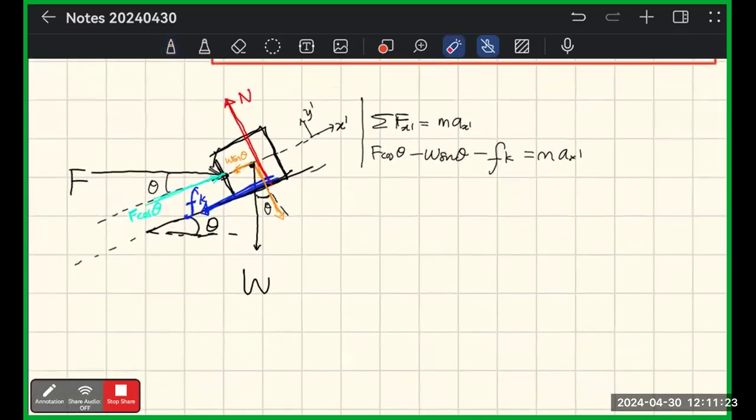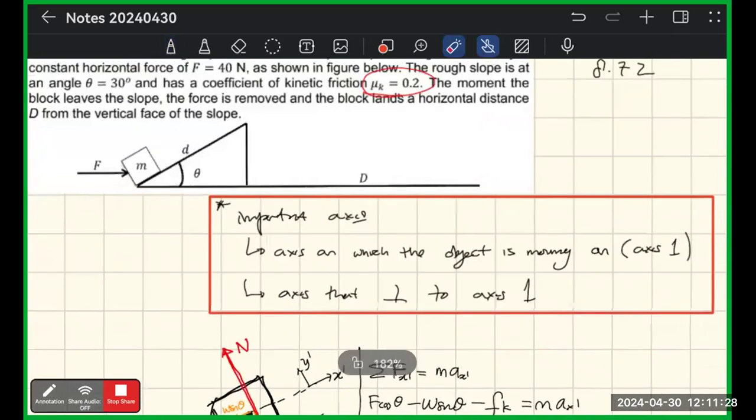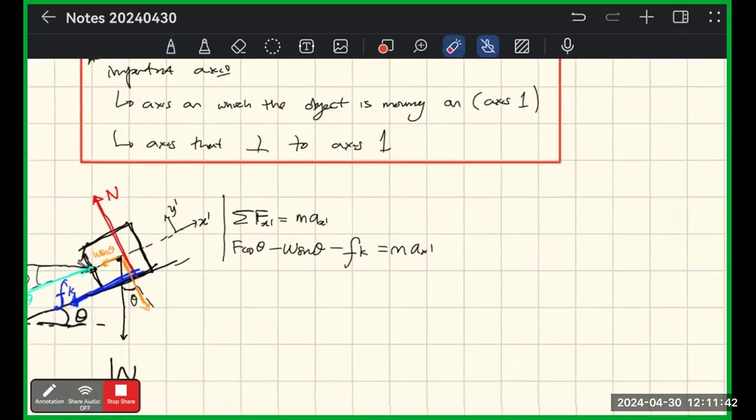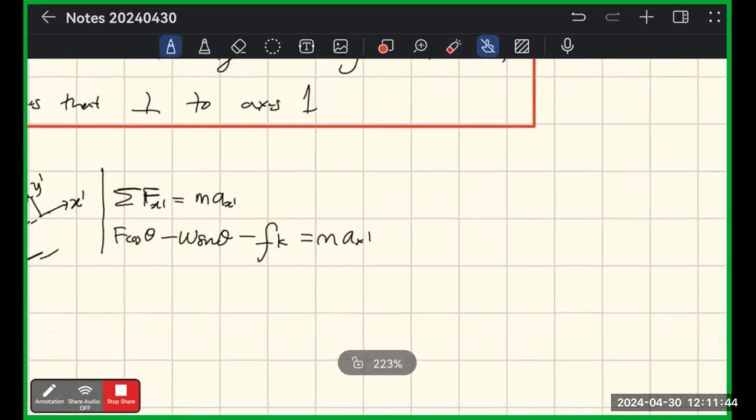Why do we assume that the fk is pointing downwards? Because we can tell that this thing is moving upward. They already told us that this thing is moving from rest up a slope. It's moving up. And this will be our first equation.